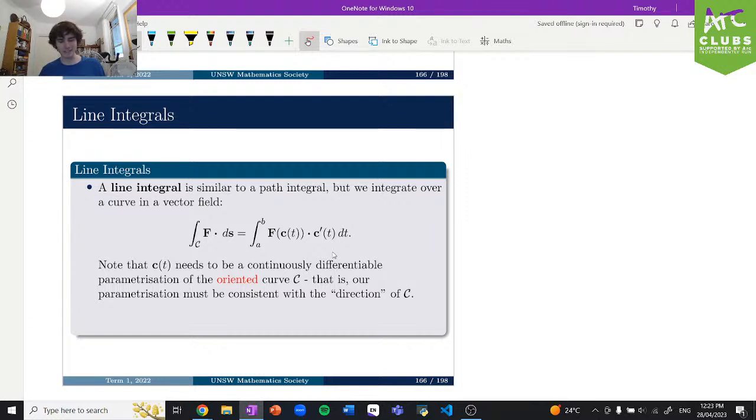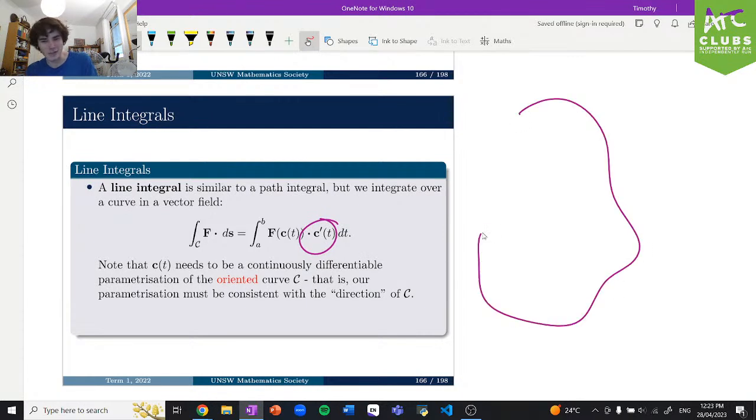Now, C of t does, in this case, need to be continuously differentiable. It just needs to be that we can differentiate it, because our formula calls for us to differentiate it. If we can't differentiate it, it's going to be slightly annoying to find the derivative in the first place. And our parameterization needs to go in the same direction as the original curve. One of the fun things with curves and also with normals in this section of the course is that they do have a direction that we do care about.